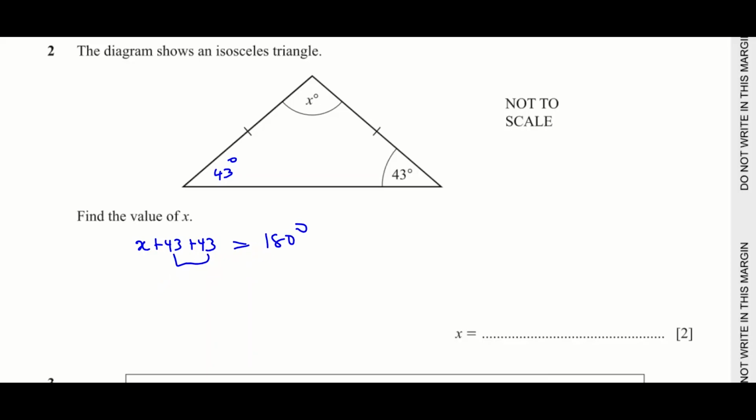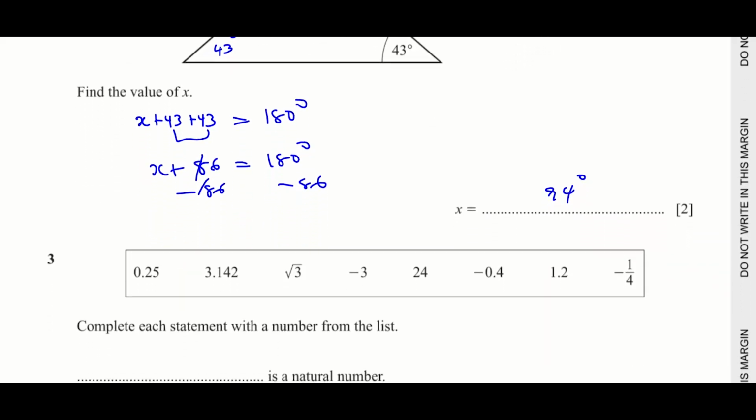These two add up to 86. So X add 86 equals 180 degrees. Subtract 86 from both sides. Then X is equal to 94 degrees. So that will be the value of X, 94 degrees.